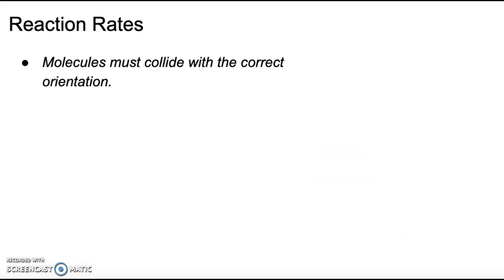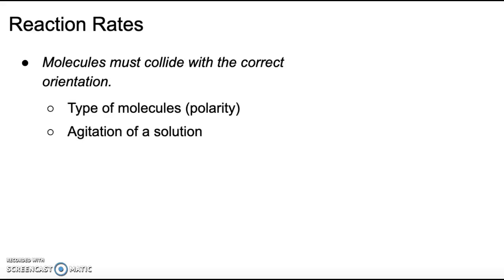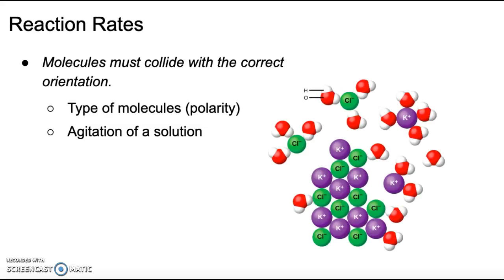Lastly, remember that molecules must collide with the correct orientation in order to react. Right, so they have to hit each other in the right spots for the reactants to turn into products. So sometimes that just depends on the type of molecule. So if there's polarity and there's a slightly positive and negative end, and there's attraction between positive and negative ends of the molecule, that can sometimes help the molecules orient in the correct way. And then again, anytime you're stirring a solution, you're flipping the molecules all in circles, and so it's more likely that they're going to react in the right orientation and at the right angles.